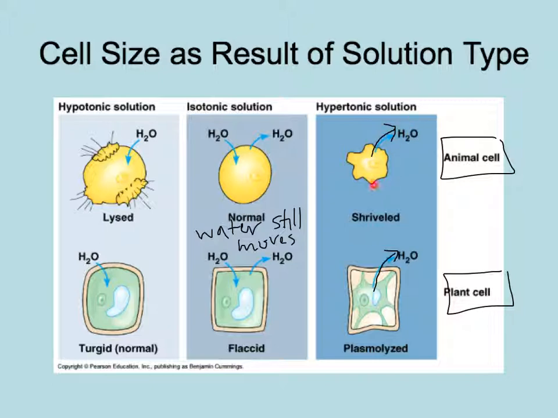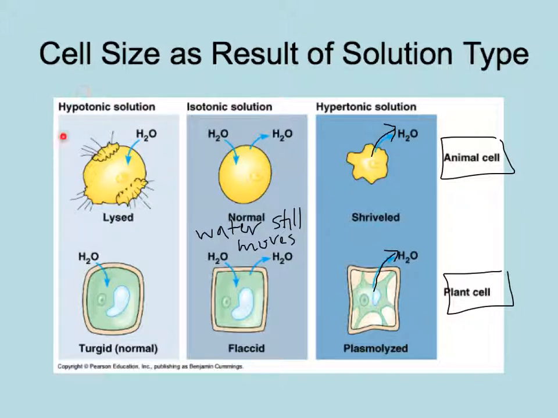And we end up with a shriveled little cell. Hypertonic, they shrivel up and die. Now, they react differently. The boundary on the animal cell is only a cell membrane, so it's going to shrivel. But on a plant cell, we have this cell wall, and then we have the cell membrane. What you're going to see in a plant cell is the cell membrane will pull away from the cell wall, and that's called being plasmolized. Okay? The cell wall doesn't change, but the cell membrane and the cell itself is going to shrink.